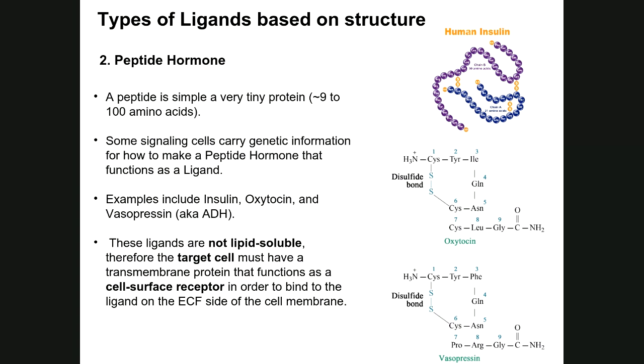Peptide hormones. I said a peptide is a very tiny protein, but not all peptides are ligands. So for only those peptides that function as ligands, we call them peptide hormones. Some signaling cells carry genetic information for how to make a peptide hormone that functions as a ligand.